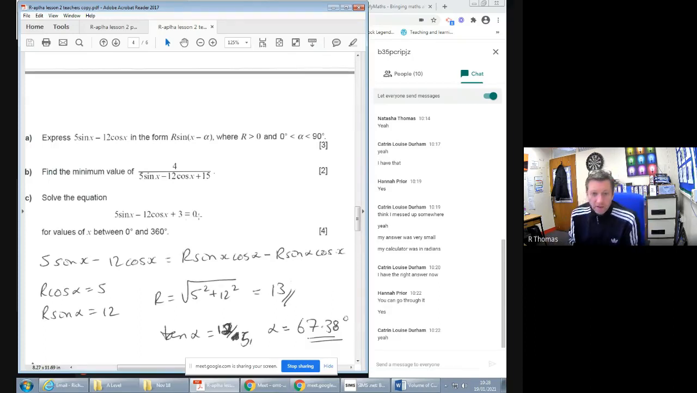Right, you know what I'm like, can't help myself. So there's the first part. So the coefficient of r sine x was r cos alpha, and that matches up with the 5. The coefficient of r cos x was r sine alpha, which matches up with the 12. Square, add, and square root to get the value of r, and it's 13. You should have known that. There was a Pythagorean triplet.